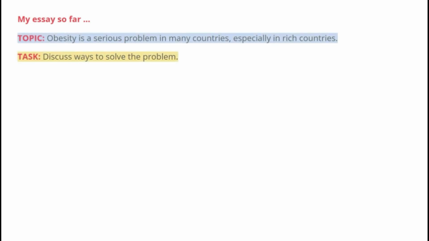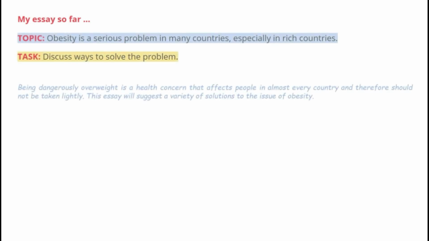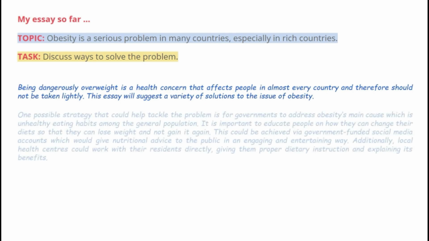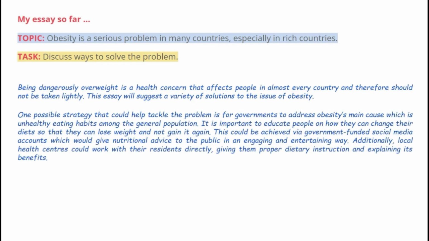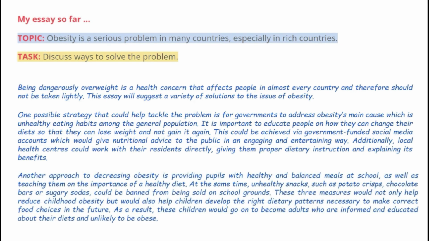To sum up a little, let's have a look at my essay so far. Here is the topic again and the task. And this is my introduction. This is the first body paragraph that I wrote. Of course, I wrote the second paragraph, and in this paragraph I also followed all of the tips that I had previously mentioned. Here is the paragraph.